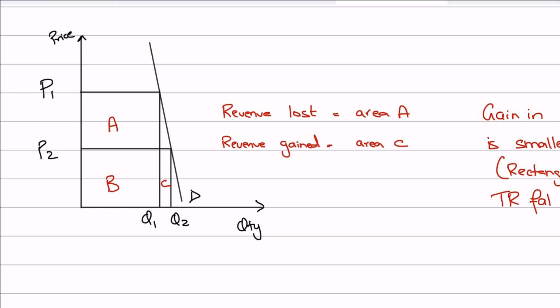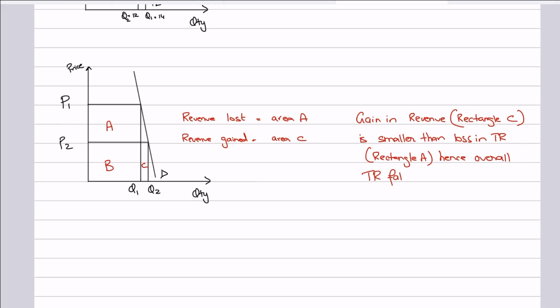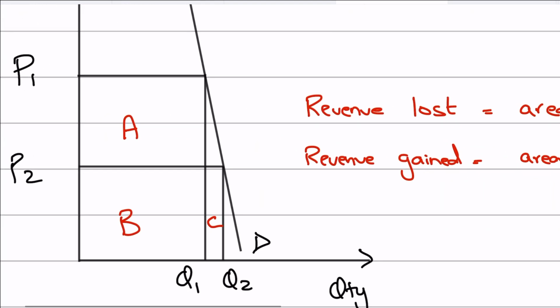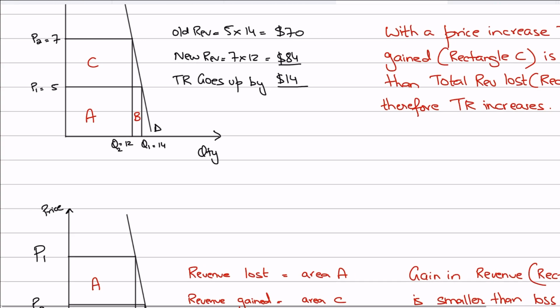This was the initial rectangle. The initial rectangle was area A plus B, but now my revenues are B plus C. So I'm losing A while I'm gaining C. B was common in both, but the gain in revenue is quite less. Visually you can see as well, C is such a small area while the loss is A, so overall revenues will fall. And so it is not in the best interest of the producer.